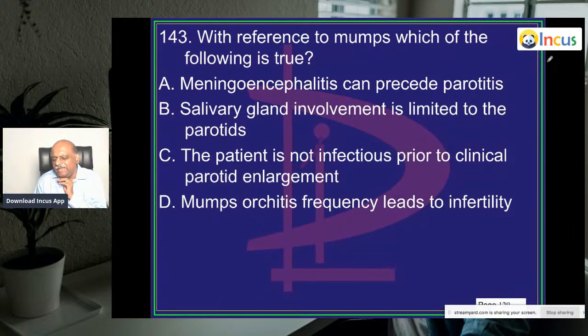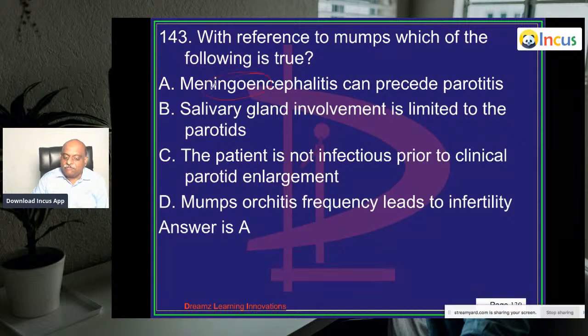Mumps ke bare mein few yes and no statements, true and false statements aapke man mein rehna. Meningoencephalitis of the mumps, it can precede parotitis. But salivary gland involvement is not just due to parotitis. And the patient is infectious even before the clinical parotid enlargement. And mumps orchitis is usually unilateral. That is the reason it does not lead to infertility, is what you should remember.